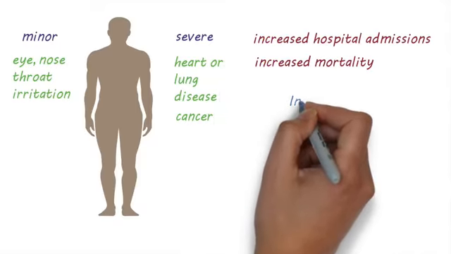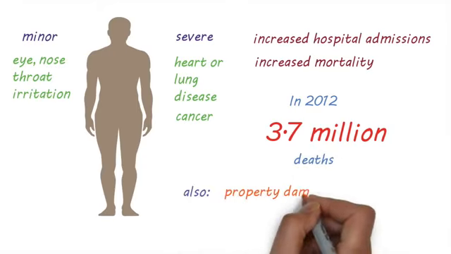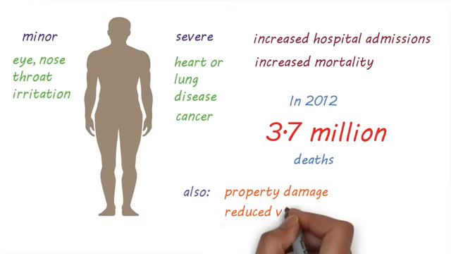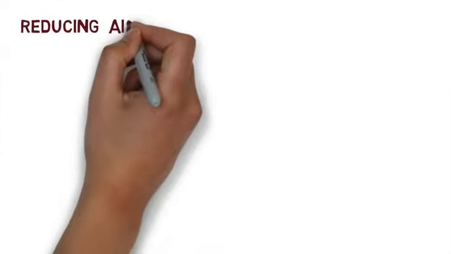In 2012, outdoor air pollution was estimated to have caused 3.7 million deaths around the world. In addition to causing health effects, air pollution can also lead to damage to property, reduced visibility, and have other effects on the environment, like acid rain. What can we do to reduce air pollution?